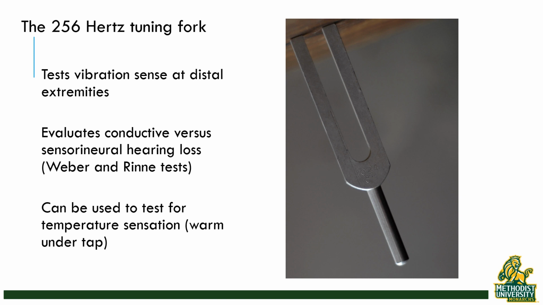We need a tuning fork. This one says 256, but I think the tuning fork is a 512. But you need one of the ones that is lower hertz, so 128 or 256, and those are the ones that have the weighted ends. We use them to test for vibration sense. We use them to do the Weber and Rinne test to determine whether a patient's hearing loss is conductive or sensorineural. And some people use their tuning fork when they're assessing temperature sensation, which I'm not even going to talk about because it is so rarely done.